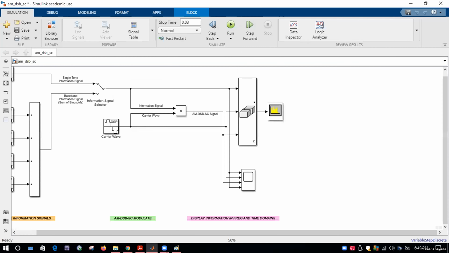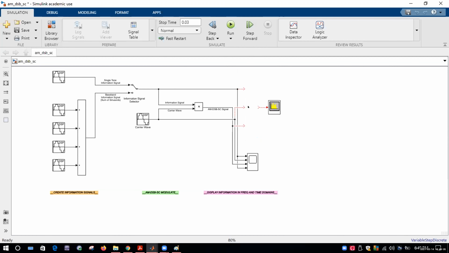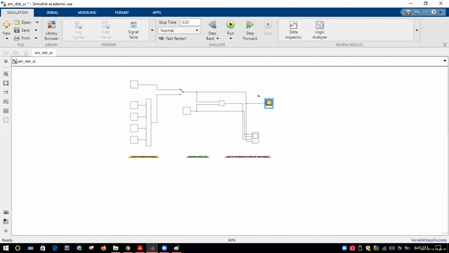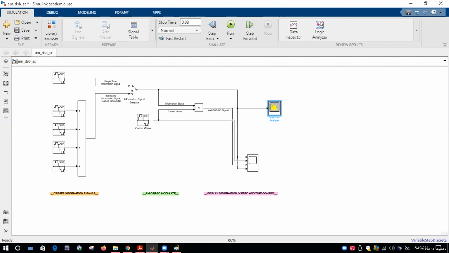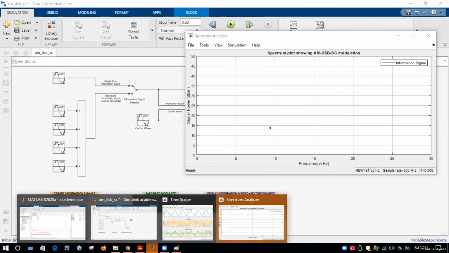But before you do that, remove this block from here and connect this spectrum analyzer directly to the information signal, because sometimes it stops working. Here I am only measuring the information signal. So I am only measuring the frequency of the information signal, because the spectrum analyzer has some fault. I don't know why it stops. Now you should be able to see the frequency of the information signal.